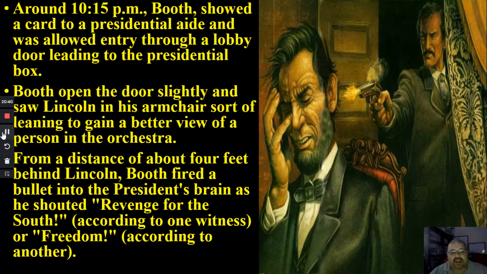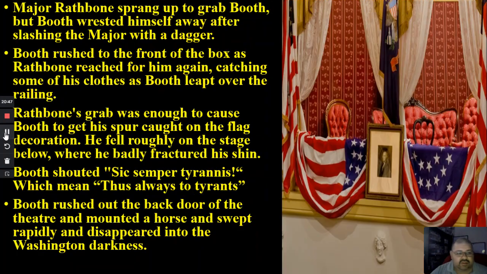Okay. Now, here's the thing. The shot, the people below didn't hear it, but Major Rathbone did. So when he heard it, he jumped at Booth and they started wrestling for a little bit. And then Booth grabs a dagger from his waist and slashes Major Rathbone. Now, right there and then, Booth, just like your warm up picture, starts to try to jump out the balcony, where you see right there.